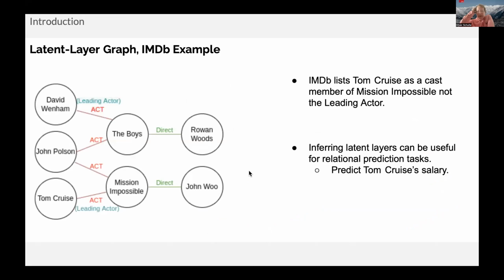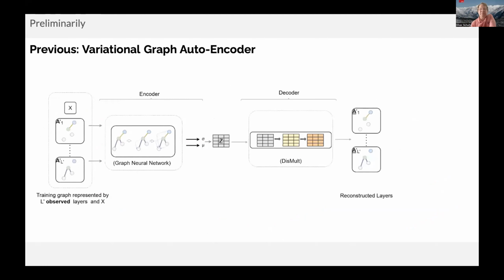Another example from the movie domain. IMDb tells you the cast of the movie, but they don't tell you things like Tom Cruise is the star. That would be useful, for example, if you wanted to predict Tom Cruise's salary in Mission Impossible.